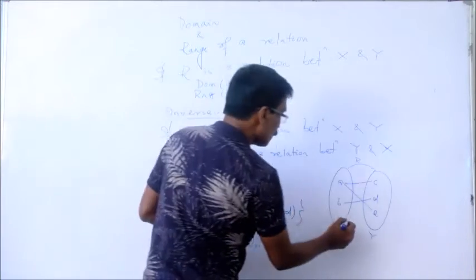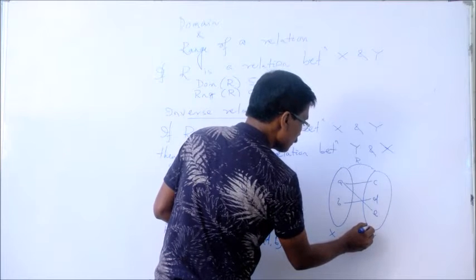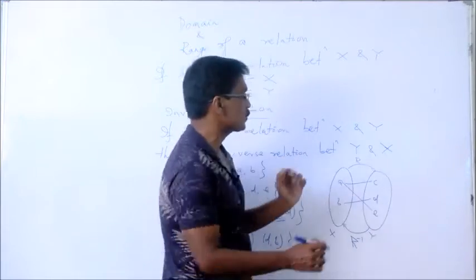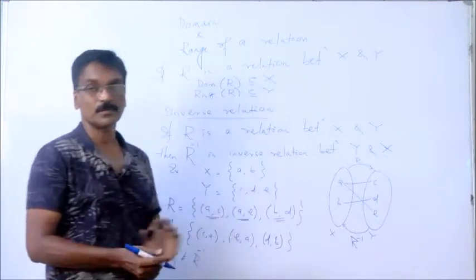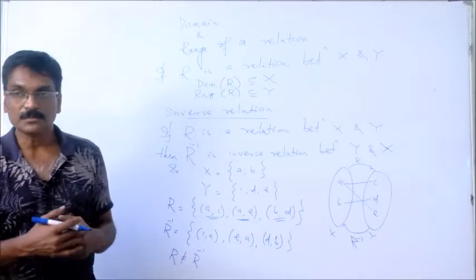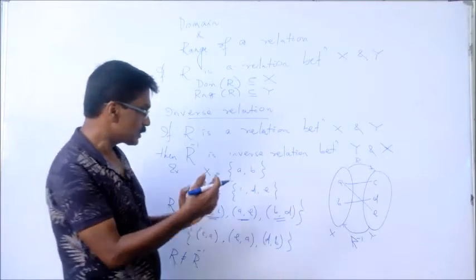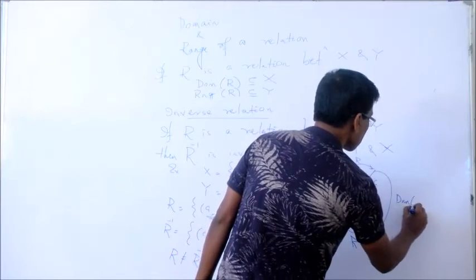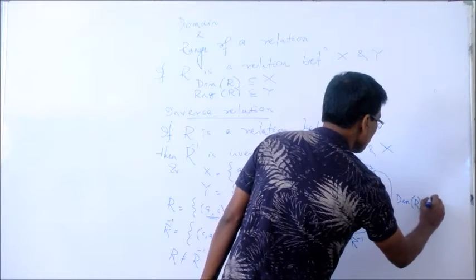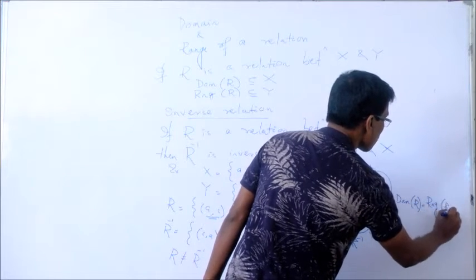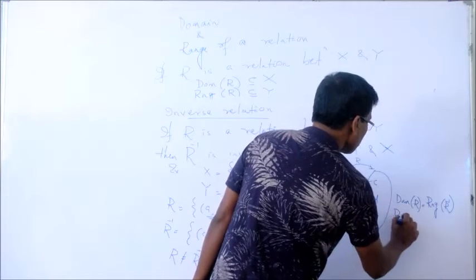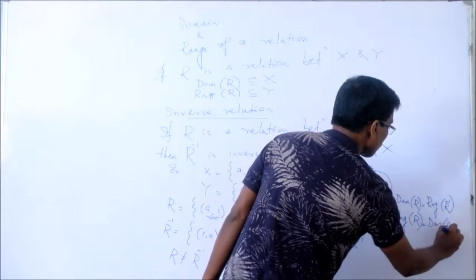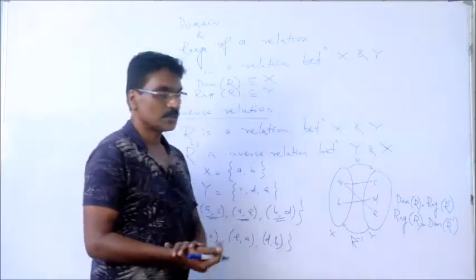So, the inverse relation is from y to x. If R is a relation from x to y, then the inverse relation is from y to x. Now, in case of domain and range, obviously, the domain of R is equal to the range of R inverse, and the range of R is equal to the domain of R inverse. So, what are this domain and range?